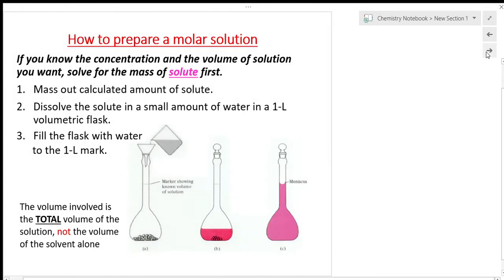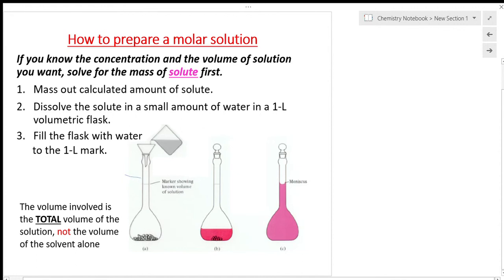One of the things that we will be having to do is learning how to prepare a molar solution. So the first thing you need to know is what is the concentration and how much of that solution you need. So that means we have to find the mass of the solute first, because remember, a lot of the solute comes as a solid, so we have to dissolve it. So the first thing we need to do is mass out the calculated amount of solute that we need to prepare a solution. Then we're going to use something called a volumetric flask, and we are going to put our dissolved solute in here.